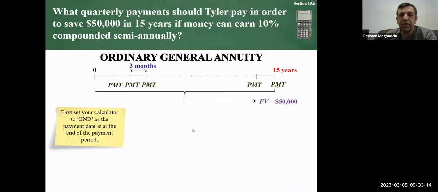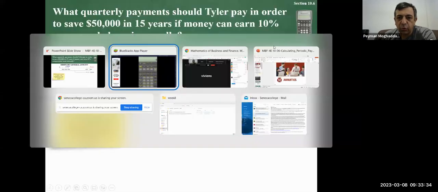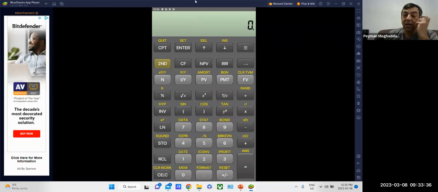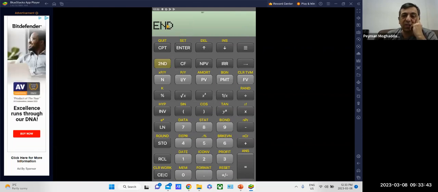And if you want to do it the calculator way, make sure this is an ordinary general annuity. So let me clear everything here. Make sure to check if it's still BGN on top of my calculator. I need to set it to end. So it's BGN, set it to end, come back. Someone asked me how to set the calculator to beginning or end. One more time: second PMT. When I do second PMT, it shows end. So it means the calculator is calculating an ordinary annuity.